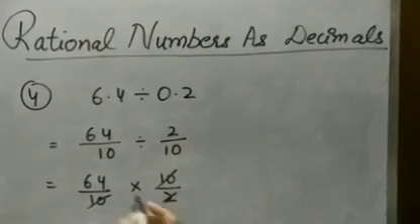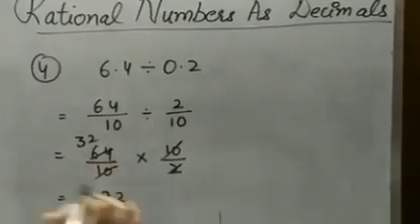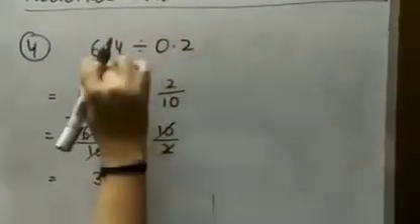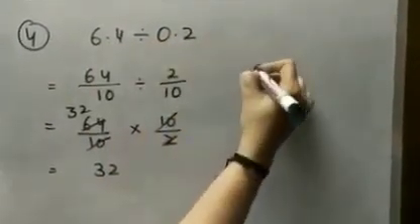10 tens are cut, 2 32s are 64. So your answer is 32. Another method: just divide the number with the number only. We are having 64 divided by 2.